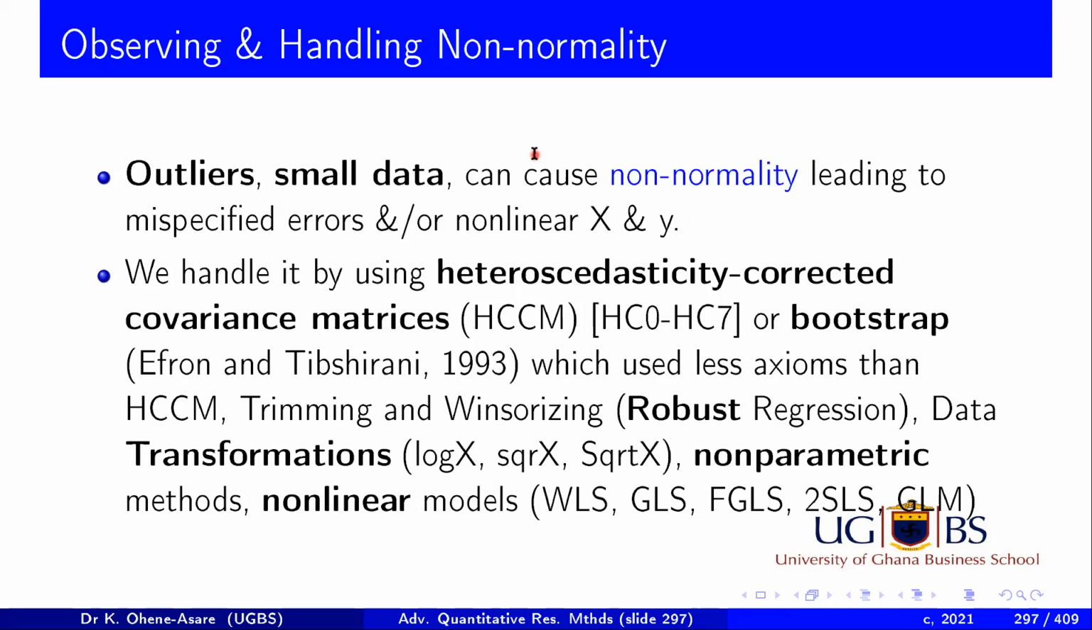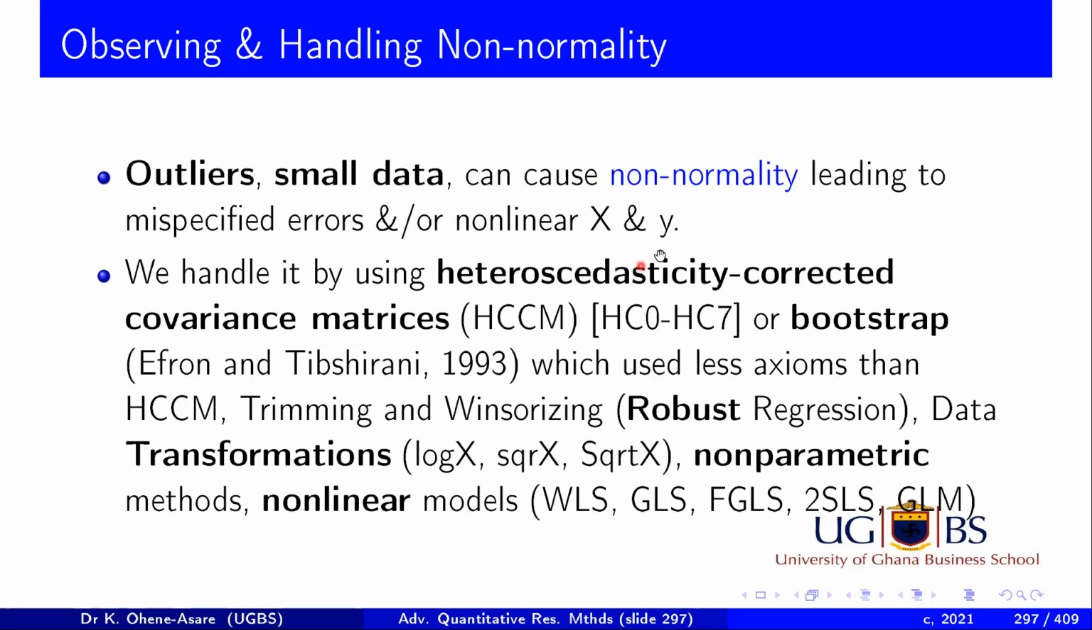All right. So it is very important to handle all of the outliers. Small data sets, all of these things can lead to non-normality. Outliers can bring about non-normality. When you're having small data, and we have small data, just 40 observations, that can lead to misspecified errors and non-linearity, and in this case, residual assumption violations.